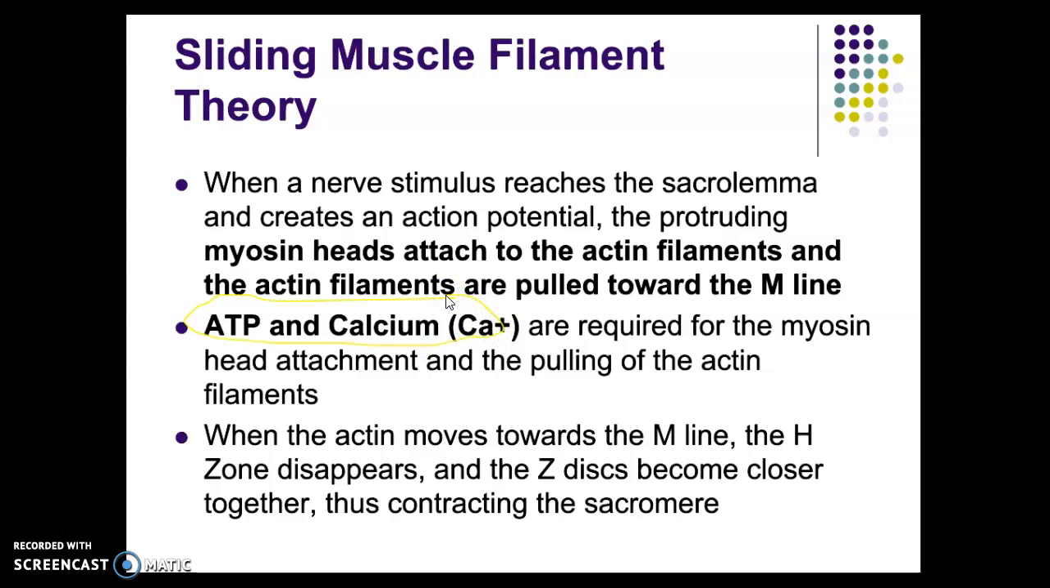And again, that contraction is when the myosin heads reach up, grab onto actin, and pull them towards the M line so that the H zone disappears. ATP is going to bind onto myosin. It's going to give it the energy for those heads to reach up, grab actin and pull them towards the M line. Calcium, all right, is going to bind onto actin.